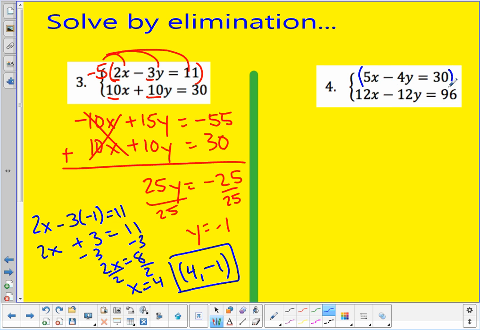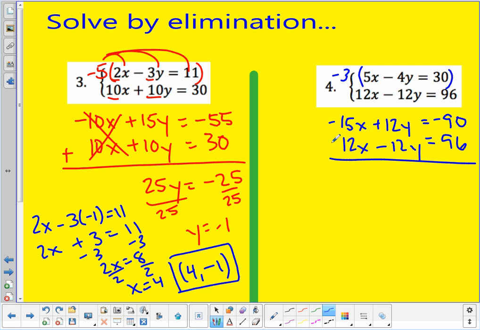I'm going to take this top equation and I'm going to multiply by a negative 3 because negative 3 times negative 4 is going to give me positive 12. So I have a negative 15x plus 12y is equal to negative 90. Bottom equation stays the same. So these are going to drop out. I have negative 3x is equal to 6. Negative 90 and 96 is 6. So then I divide by negative 3. And I get x equals negative 2.